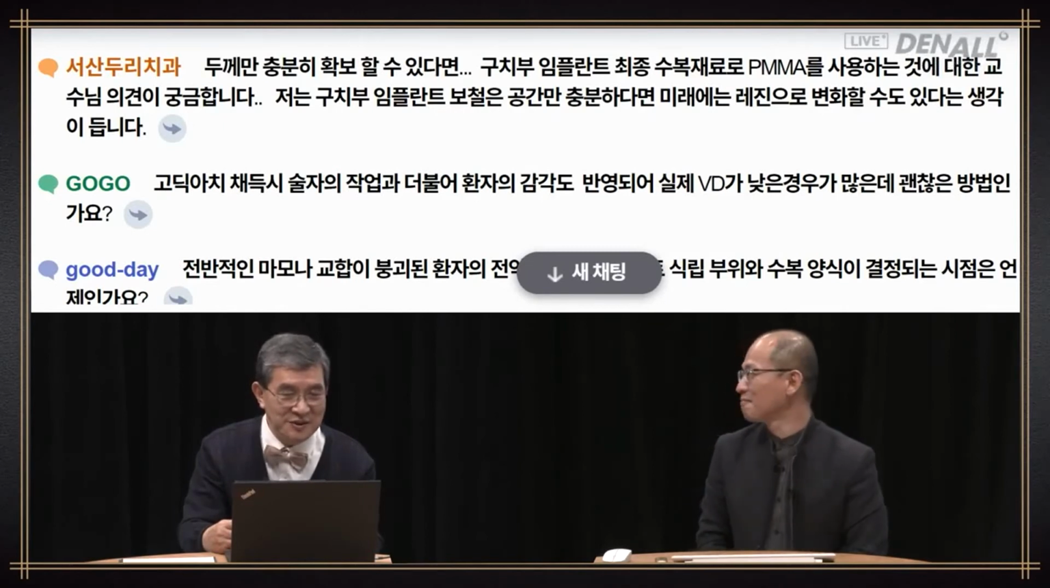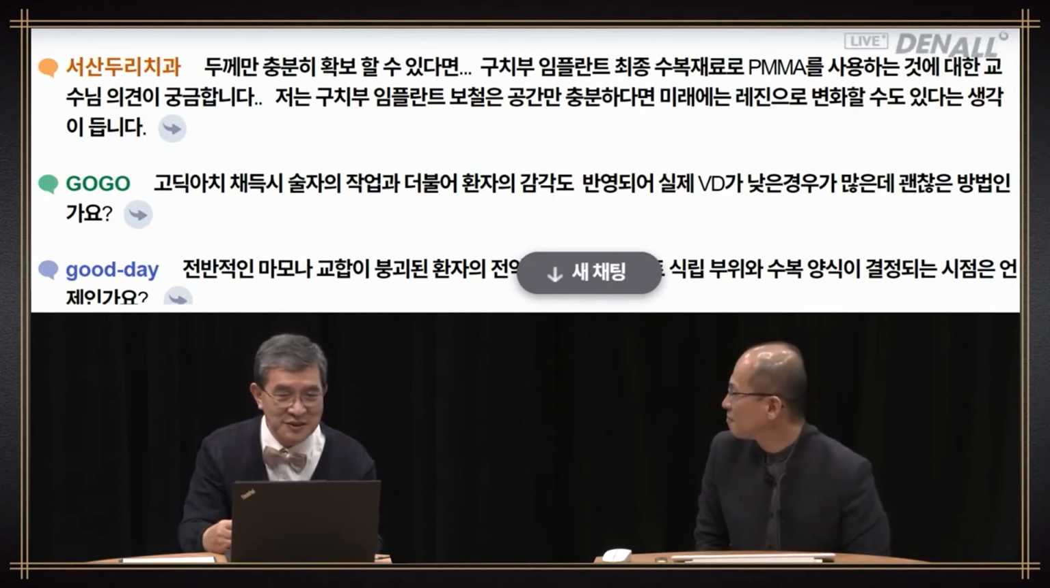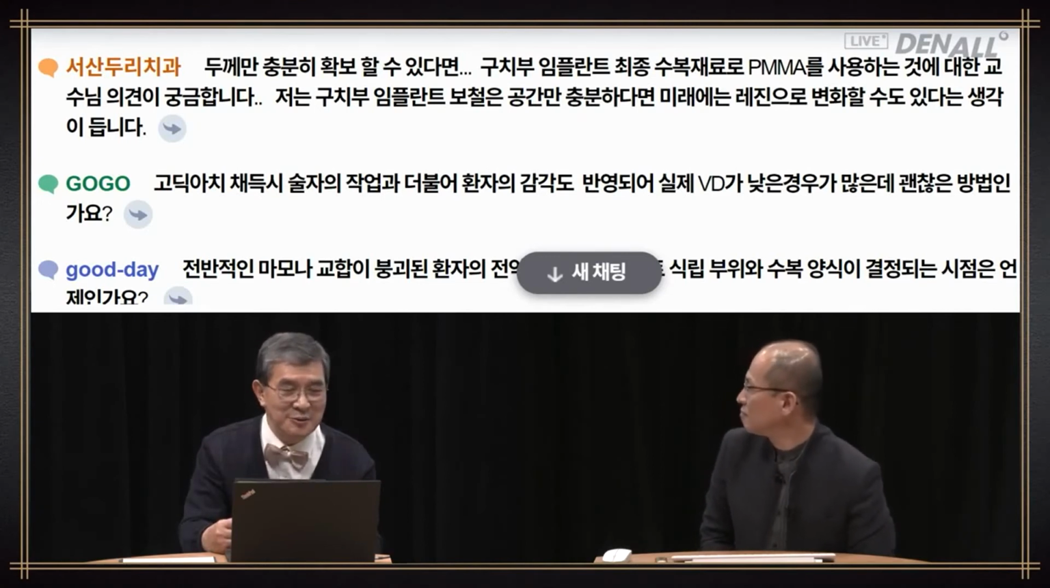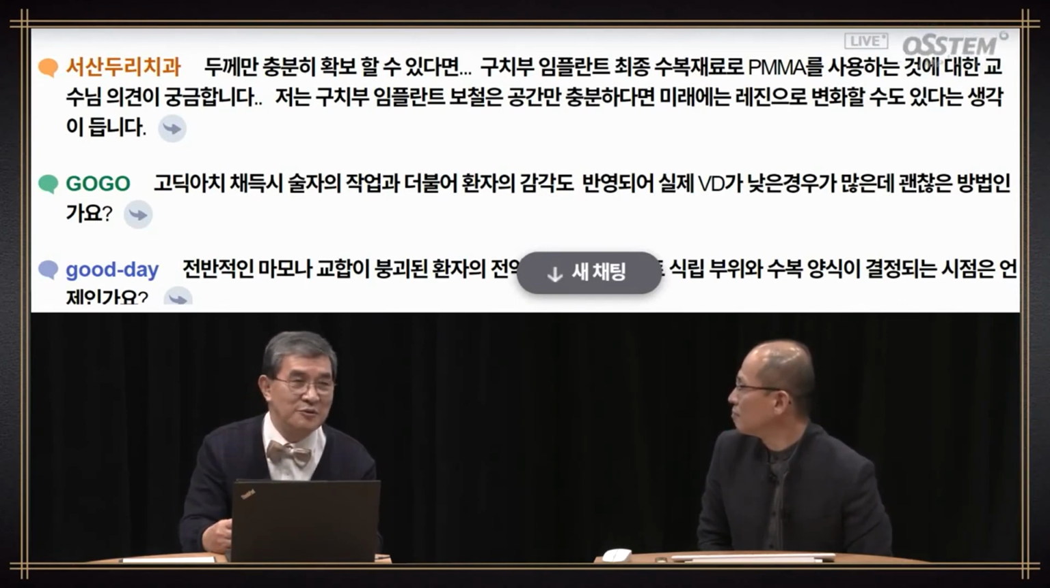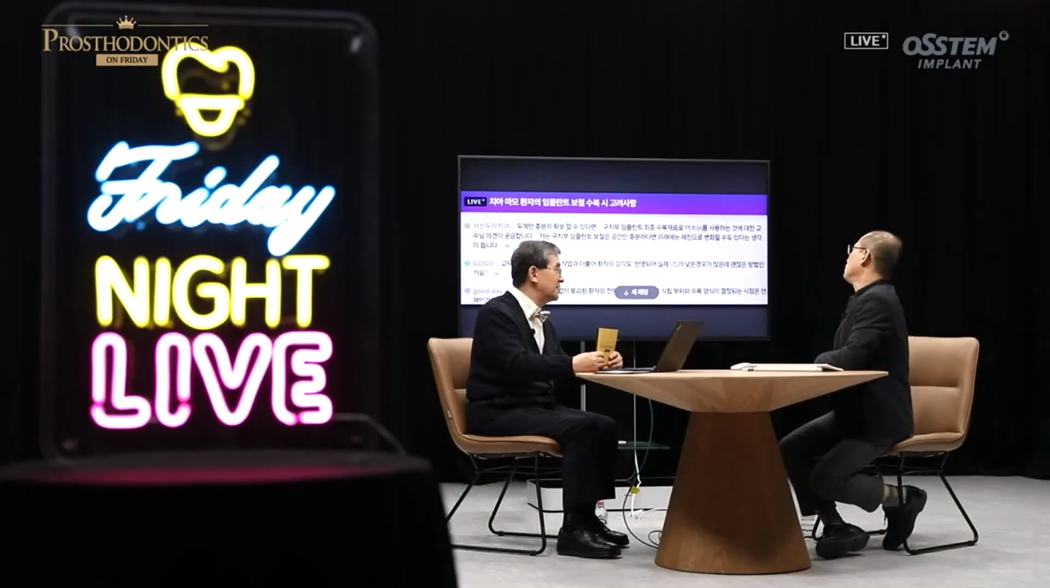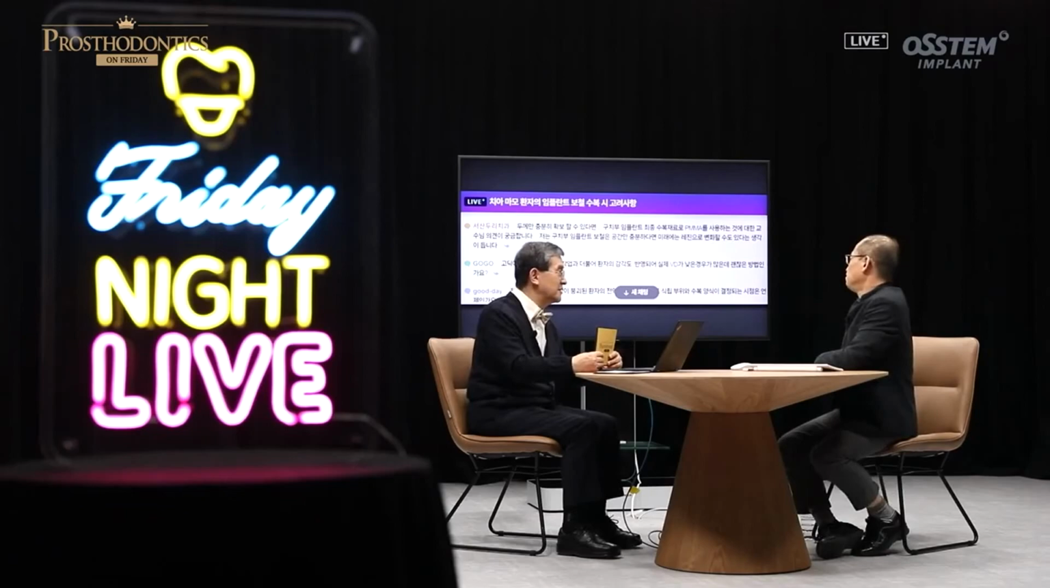So from a clinic, if the thickness is sufficient, PMMA, would that be better? Actually, PMMA as a permanent prosthesis, I didn't use for full mouth cases that much, so I cannot really answer that. What about you, Professor Park?